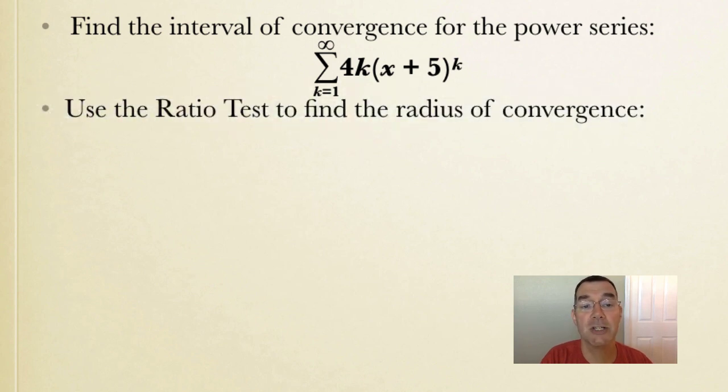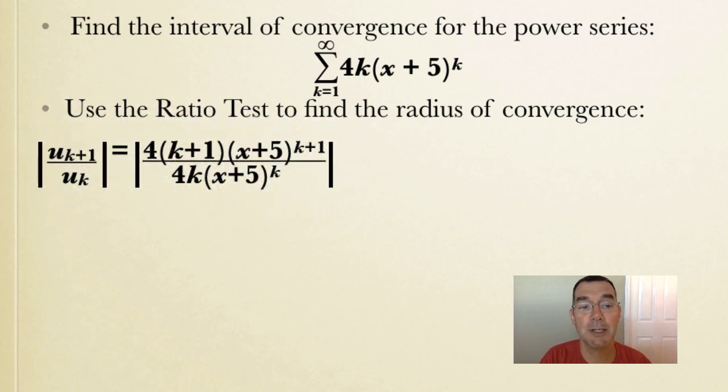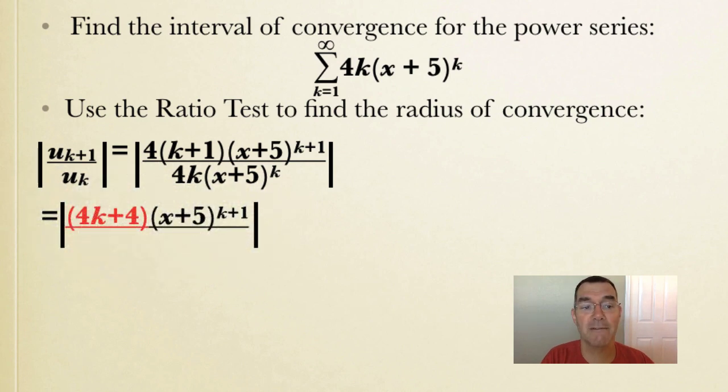So I'm going to use the ratio test first of all to find the radius of convergence. I look at the k plus 1 term, divide that by the k term, and take the absolute value of that. All I did was rewrite the term that I keep taking the sum of, and replace k with k plus 1, then keep the k term as it is, and I made a fraction out of those, and I'm taking the absolute value of that.